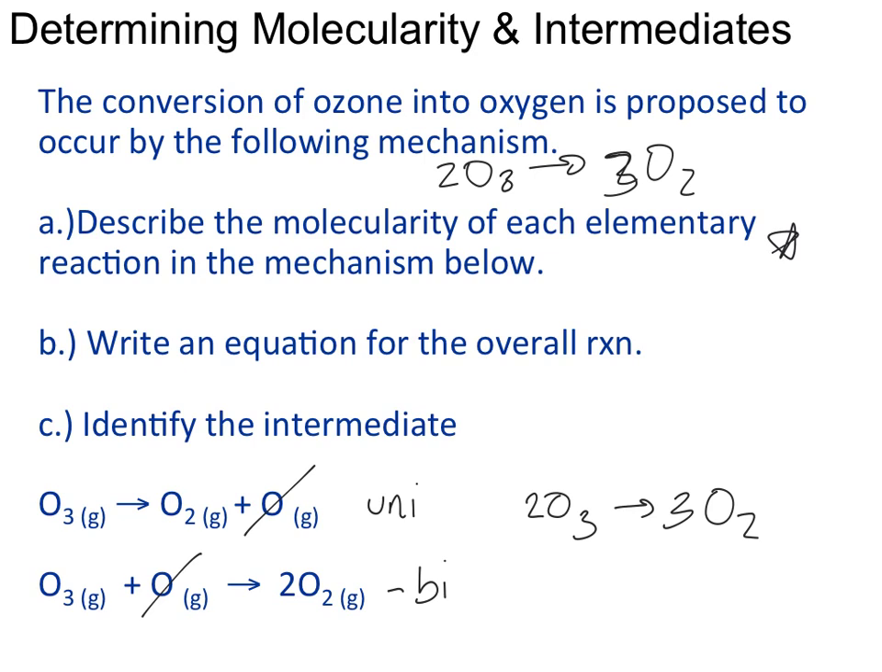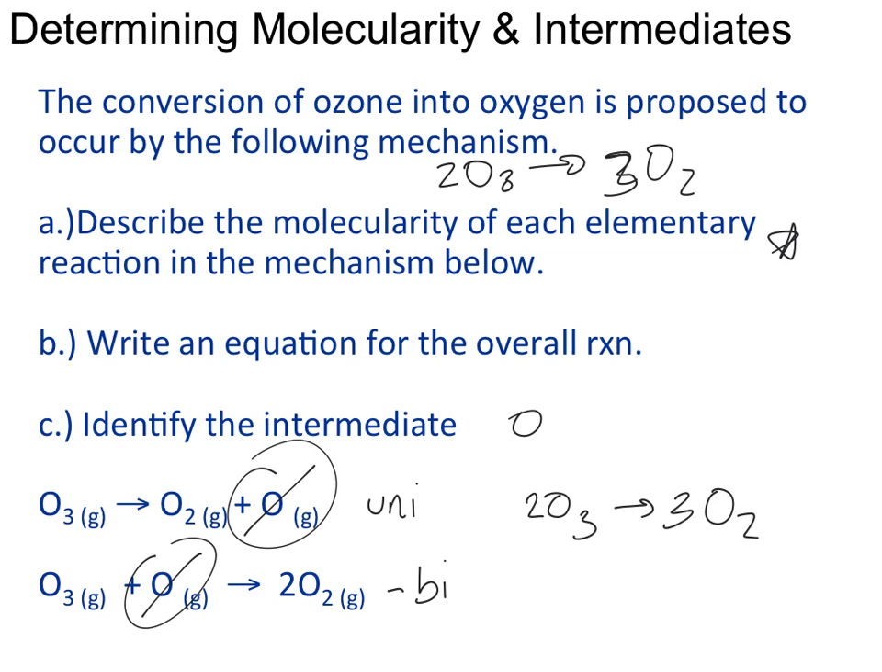The last thing they want us to do is to identify the intermediate. Remember, the intermediate is a component in the reaction that doesn't show up as a product and doesn't start out as a reactant, but is produced during the mechanistic elementary reaction steps and subsequently used up in one of the other steps. In this case, the oxygen atom is what's being used up. So oxygen is our intermediate because it's produced during the first step and used up in the second step.